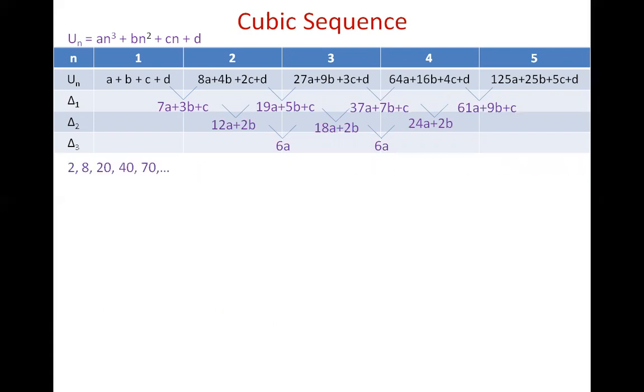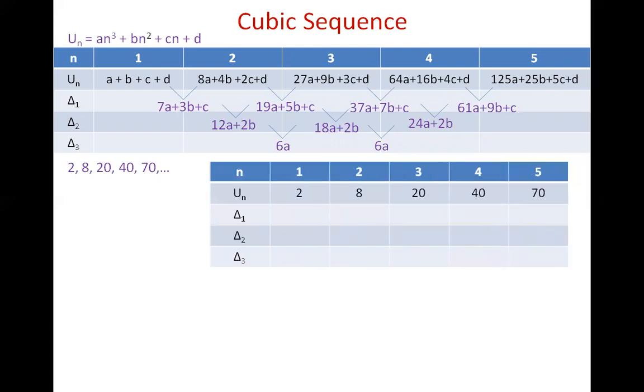Now we will crack a formula. We'll find the nth rule for this sequence 2, 8, 20, 40, 70. It is a cubic sequence. First we need to construct a table with n values, un values. Next, the first level of difference: 8 minus 2 is 6, 20 minus 8 is 12, 40 minus 20 is 20, 70 minus 40 is 30. Second level of difference: 12 minus 6 is 6, 20 minus 12 is 8, 30 minus 20 is 10. Third level of difference you have to calculate: 8 minus 6 is 2, 10 minus 8 is 2. Third level differences are the same.